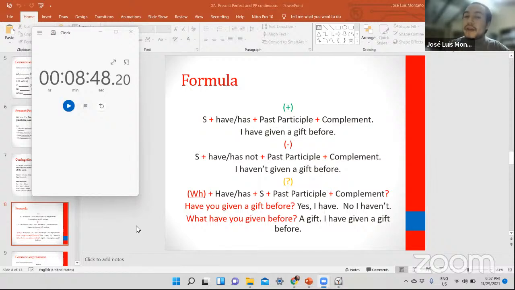With the auxiliary have and has, it's the same. You always use the past participle, okay? You never change that to the base form because it is going to be incorrect, all right? So with the auxiliaries have and has, always the past participle in affirmative, in negative, and in questions, all right? Because that's the rule for those ones. And it happens the same with the past perfect that we are going to check later on.